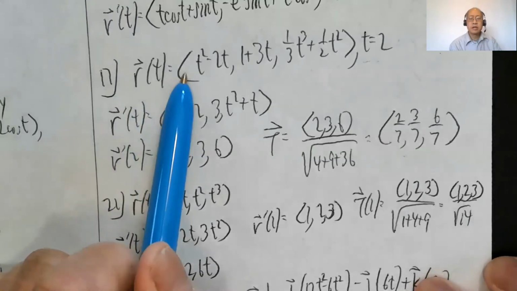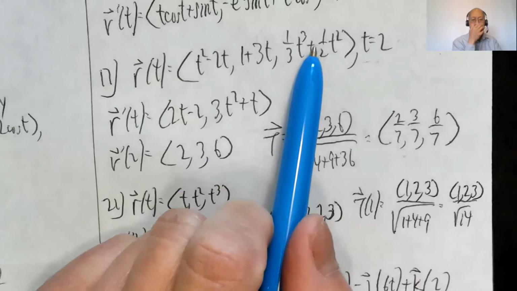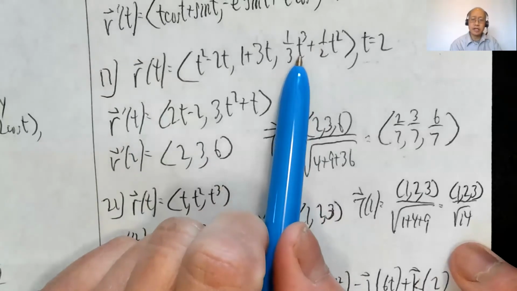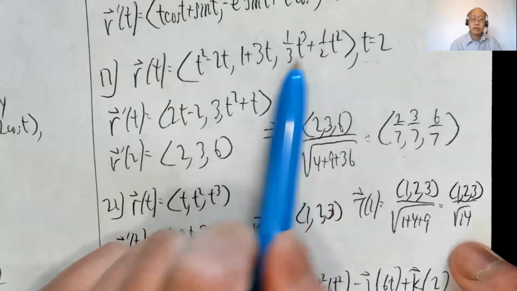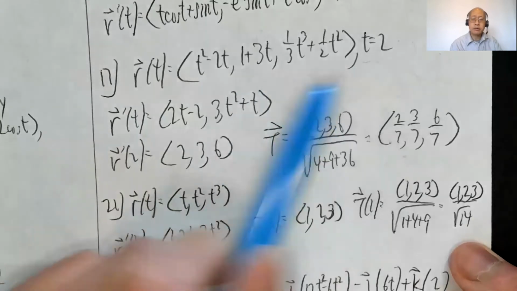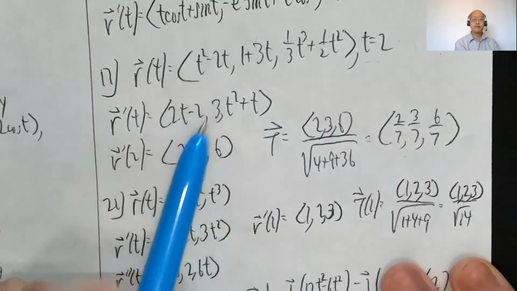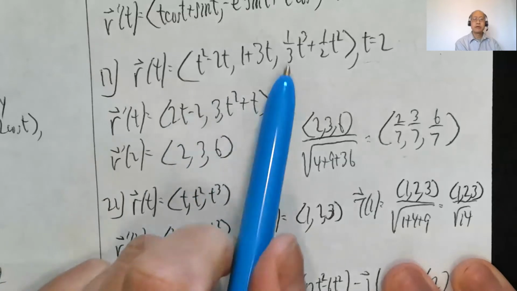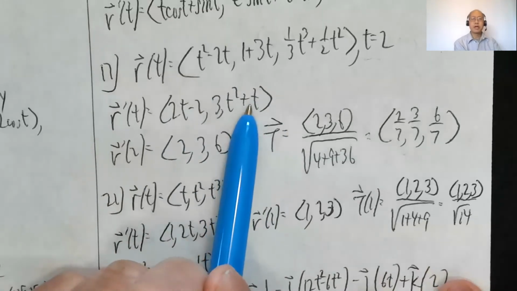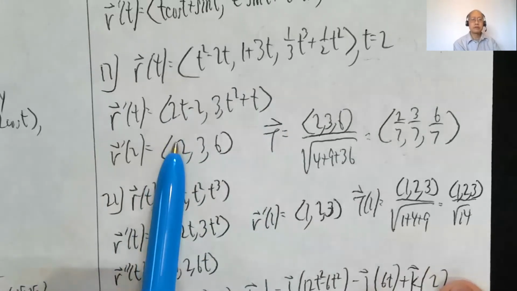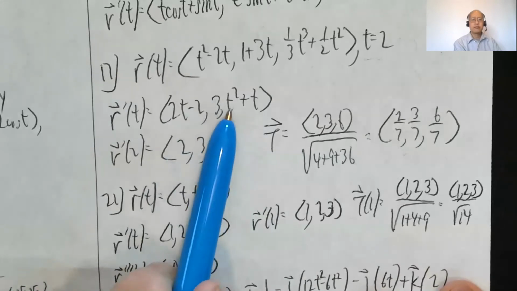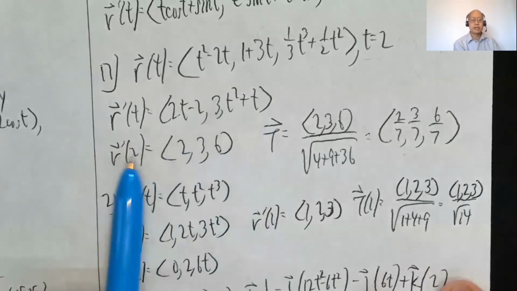Okay, 17. Here is r of t. We're asked for the tangent vector and unit tangent vector also. Okay, so at t equals 2, so tangent, take the derivative: 2t minus 2, 3t squared plus t. Now I plug in 2. So plug in 2: 2, 3, 4 plus 2 is 6. So that's the tangent vector.